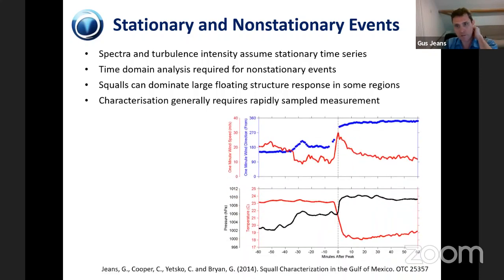I'll just put a graph up of one particular high impact squall event from a Gulf of Mexico study that I was involved in, that you really require rapidly sampled measurements. So taking the 10-minute mean wind speed is not good enough for capturing these features. You need the 1-minute mean, or preferably much more rapidly sampled to capture the gusts.